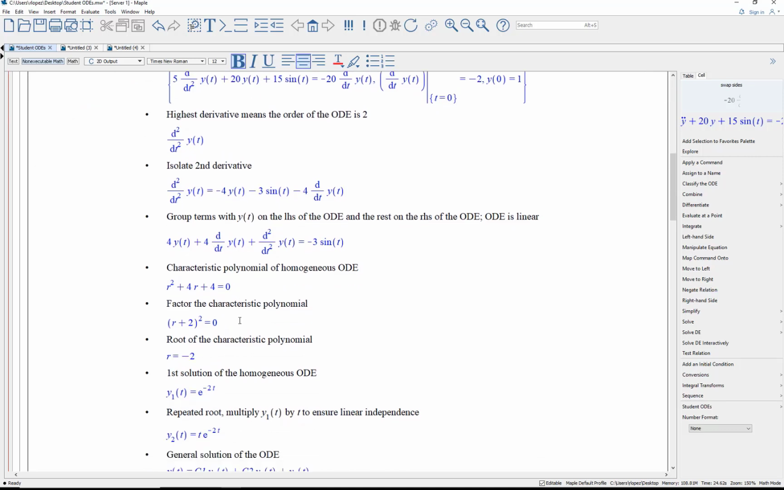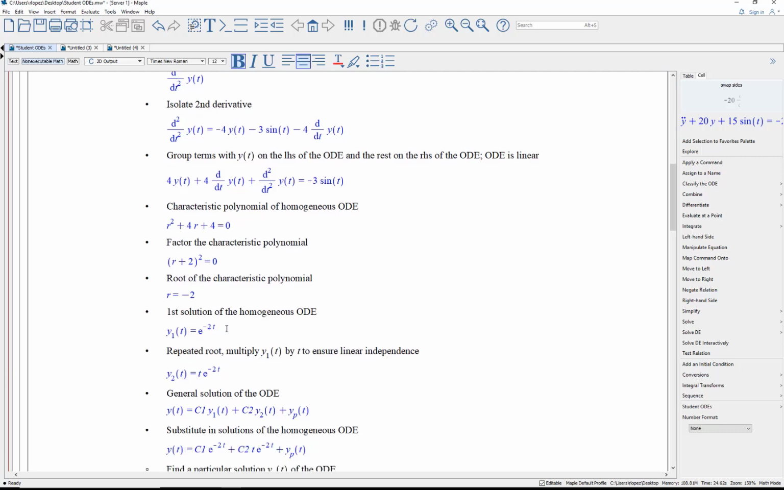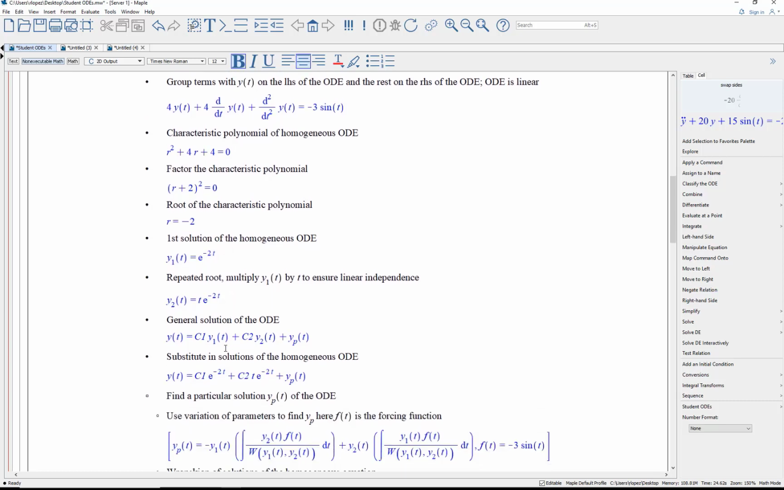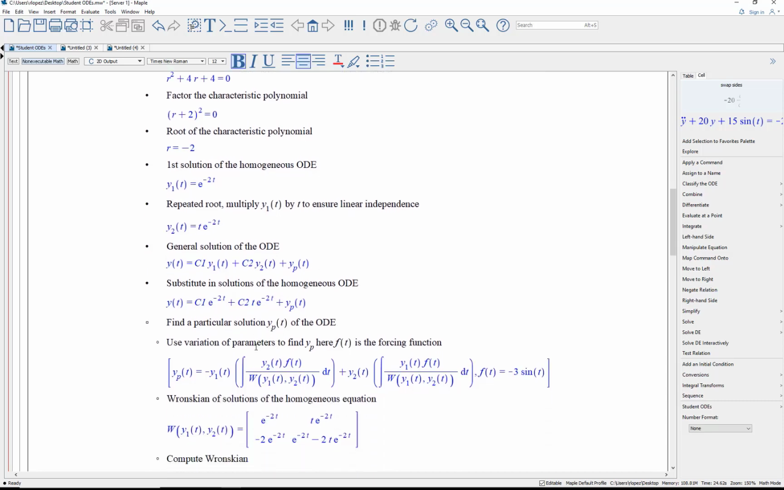Characteristic equation, characteristic roots, they're repeated, minus 2 root is repeated. Here are the two members of the fundamental set, e to the minus 2t, t e to the minus 2t. General solution, now we need to get a particular solution. Maple finds a particular solution by variation of parameters.